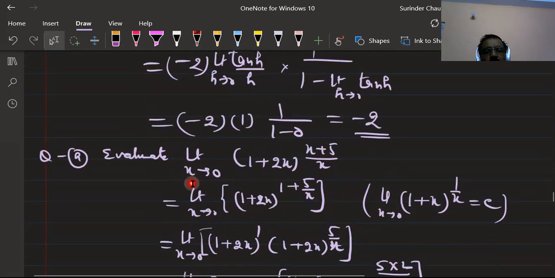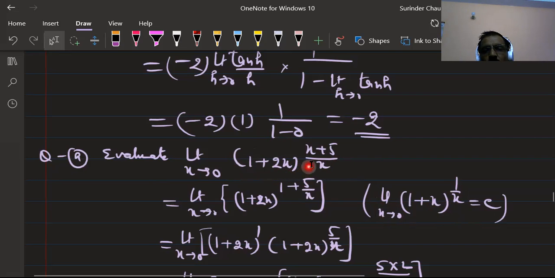Evaluate the limit as x tends to 0 of (1 plus 2x) to the power (x plus 5) upon x. Now we want to convert this into a standard form. You know which formula we have to use: the limit as x tends to 0 of (1 plus x) to the power 1 upon x is equal to e. So we will convert to this form and arrange the terms.